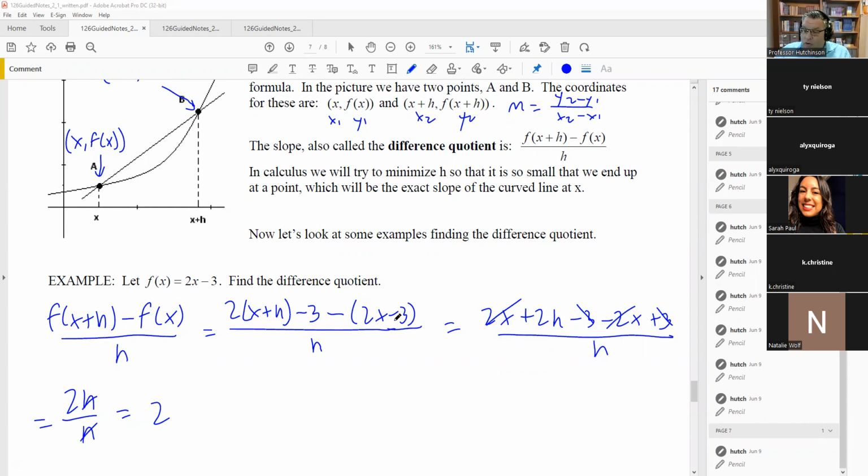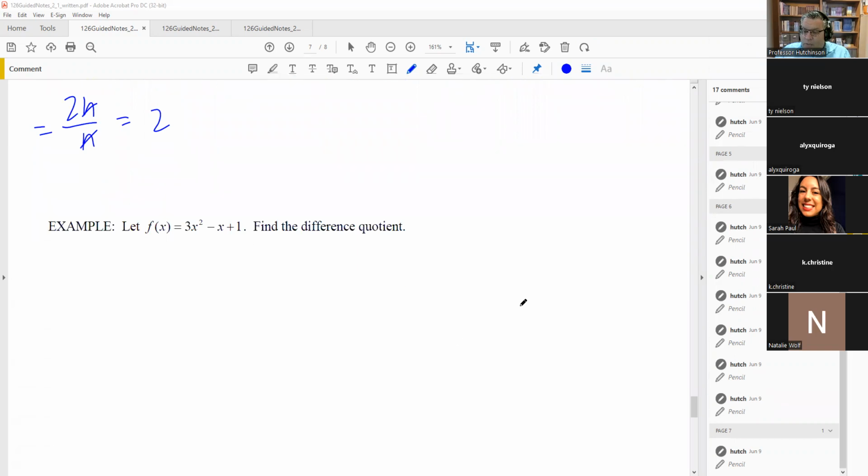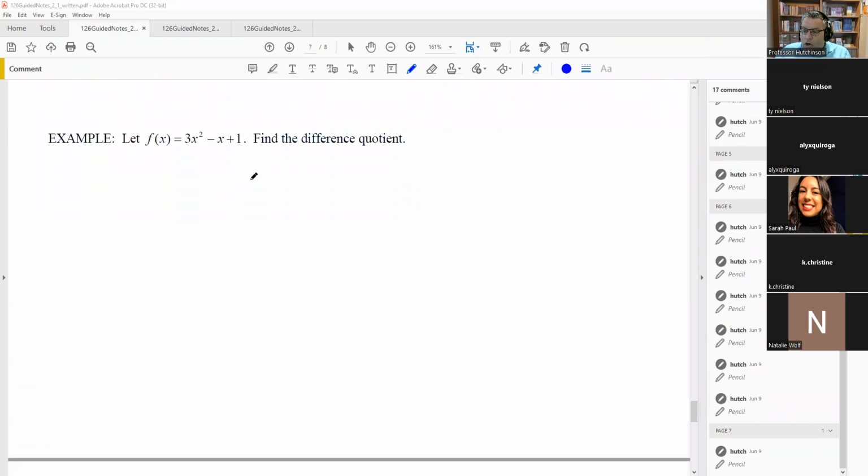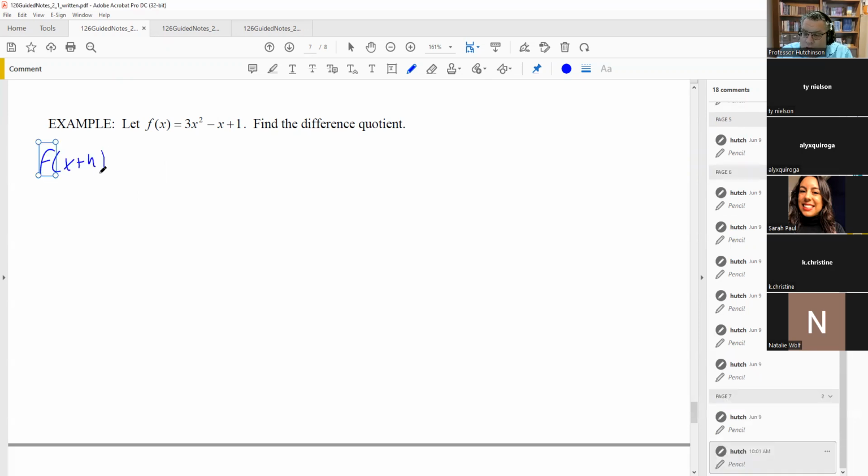So instead of a line like this, let's now take a look at another example where we have a quadratic, and we're going to go through that. This is not a straight line, so we're going to find the difference quotient here. When we do these kinds of problems, you want to start with the formula. So we have f of x plus h minus f of x all over h. This is always the same formula you're going to use every single time.